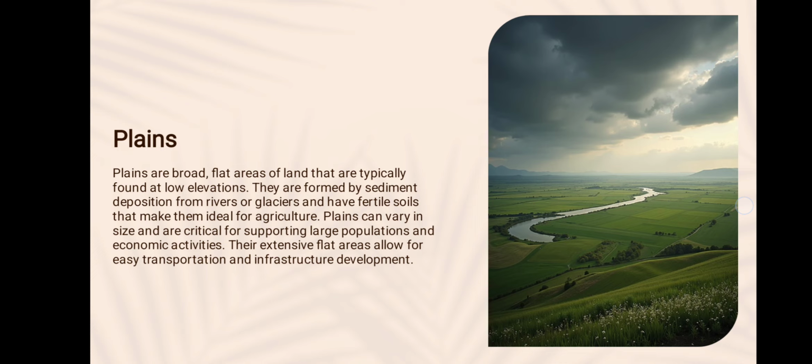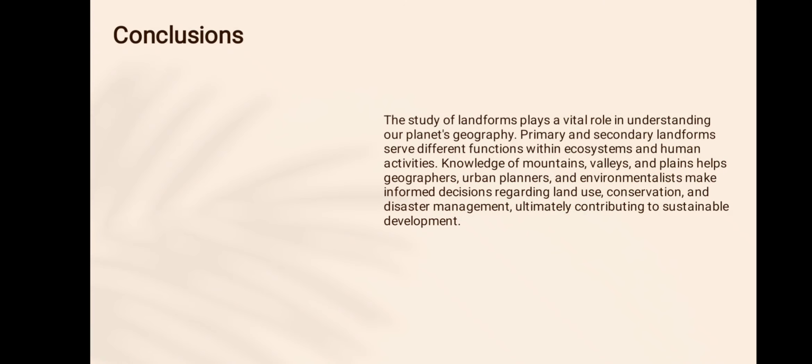with the floods. So finally, we have studied here that landforms play a very vital role in understanding our planet's geography. Primary and secondary landforms serve different functions within ecosystems and human activities. Knowledge of mountains, valleys and plains helps geographers, urban planners and environmentalists make informed decisions regarding land use, conservation and disaster management, ultimately contributing to sustainable development, which is very important in today's era.